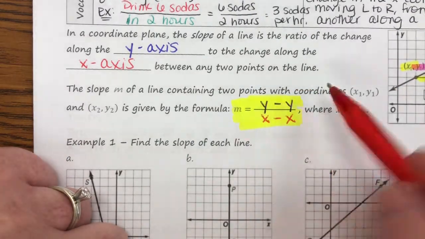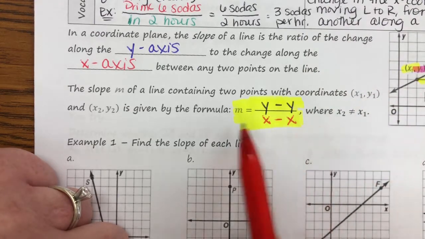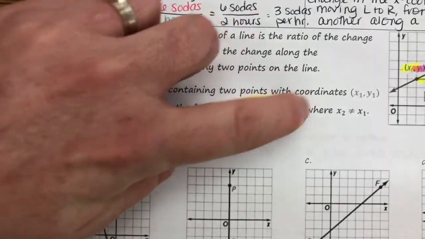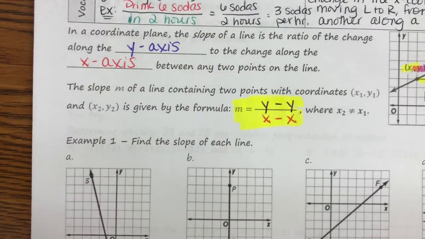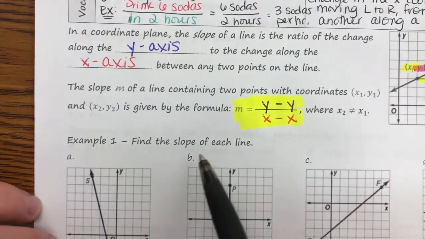Change in my y value, the change in the values up and down, over the change in my x value, or the measure side to side, right? And I'm not going to put the little 1s and 2s because they don't matter. It doesn't matter which ones are 1s and which ones are 2s as long as you keep them consistent.